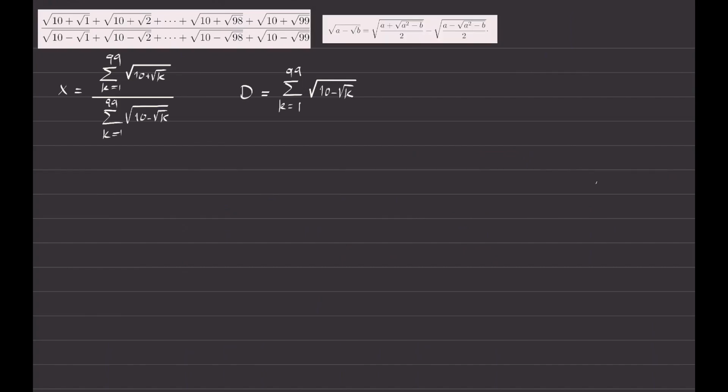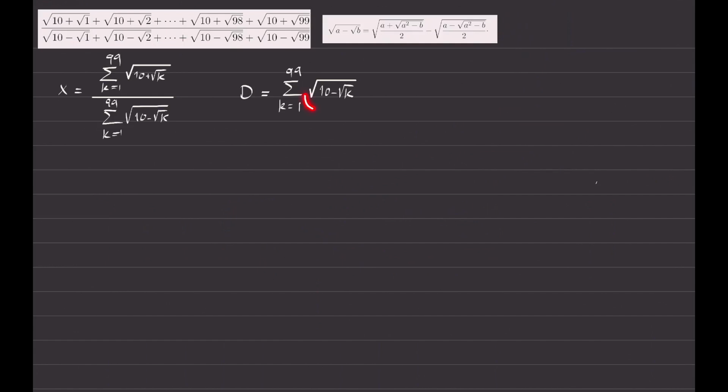But let us concentrate on the denominator. So let me call d the denominator. So the denominator is equal to sigma k goes from 1 to 99 of the square root of 10 minus the square root of k. Okay, now I want to use the identity regarding the radicals that I actually showed you. So let me bring it in front of you. Okay, so this is the identity we proved.